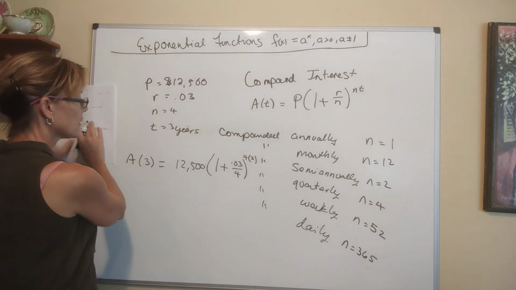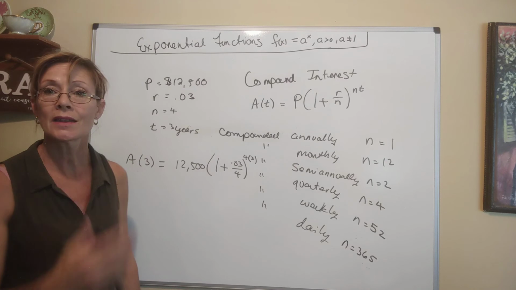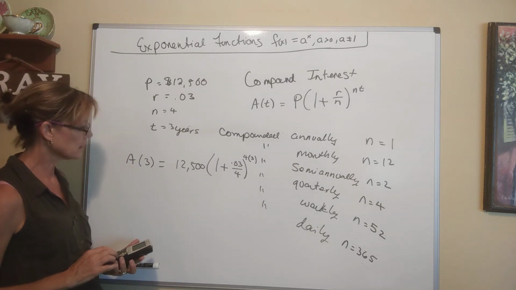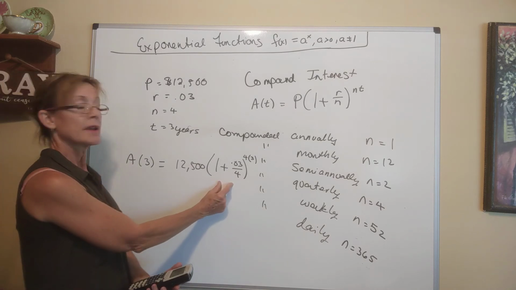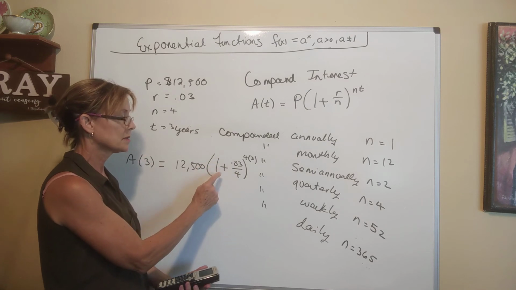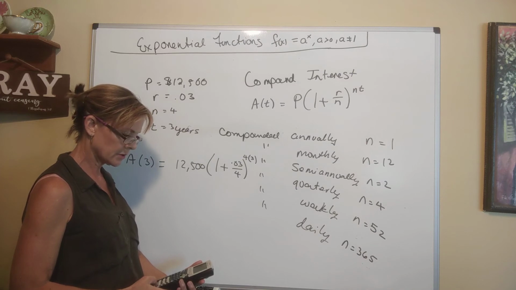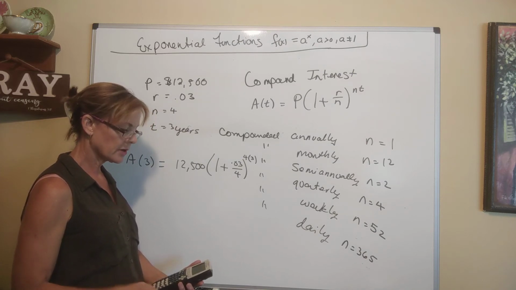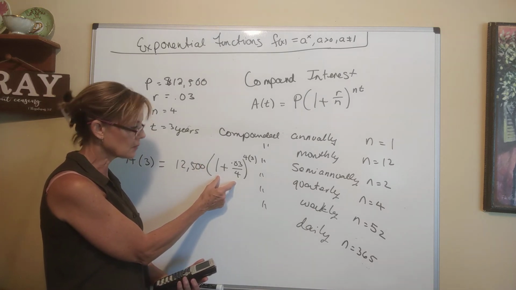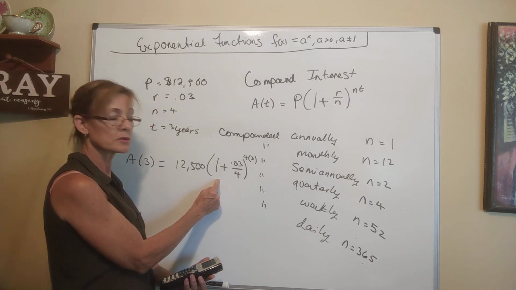So we'll put that in our calculator, and then we round to 2 places because this is money. We round to the nearest penny. When I put this in my calculator, I do order of operations. I'm going to start with 0.03 divided by 4, enter, plus 1, enter. Every time I press enter, it calculates it, and that's what my parentheses do. So right now 0.03 divided by 4 plus 1 gives me 1.0075.